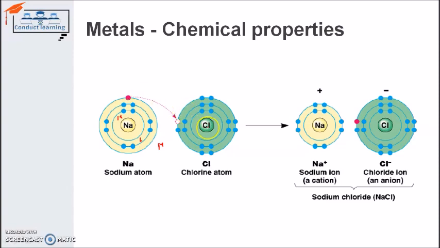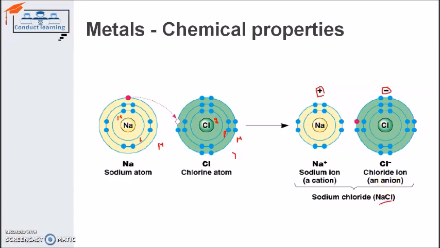On the other side, chlorine has 2 electrons in the K shell, 8 electrons in the L shell, and 7 in the M shell. So it can take 1 from sodium to become stable, and sodium itself will become stable because it loses its 1 electron. When sodium loses its 1 electron, it becomes positively charged, and when chlorine takes that 1 electron from sodium, it becomes negatively charged. So the output is NaCl, which is sodium chloride.